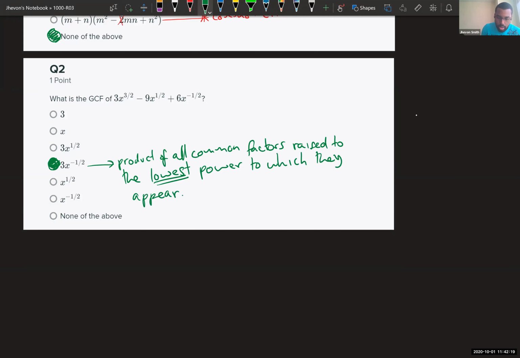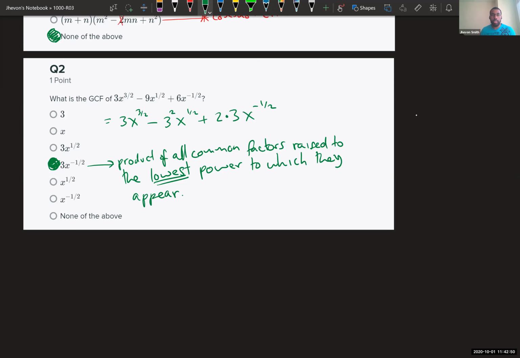So here, notice what you have. You have 3x to the 3 over 2 minus 9. 9 you can think of as 3 squared, x to the 1 over 2, plus 6. 6 you can think of as 2 times 3, x to the minus 1/2. So you see 3 is a common term. The powers at which it appears are 1 and 2. Right, the middle term has a 3 squared, the other two terms have 3 to the 1. You pull out the 3 to the 1. Right, you always pull out the lowest power.